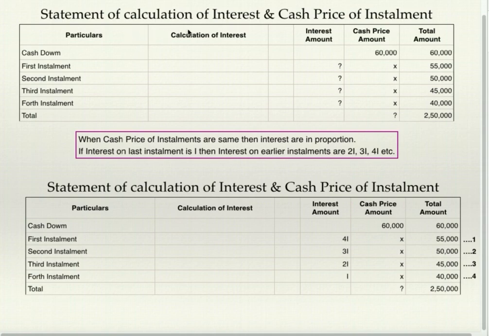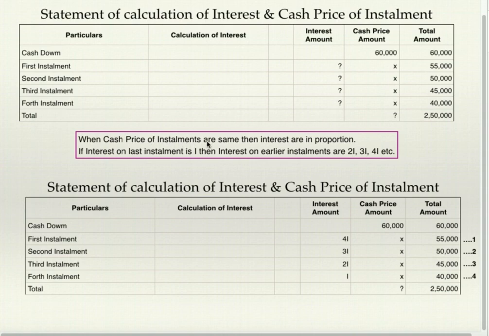See statement of calculation of interest and cash price of installment. Down payment is 60,000, first installment 55,000, then second installment is 50,000, third installment is 45,000, fourth installment is 40,000. Total hire purchase price is 2,50,000. You are supposed to calculate cash price as well as interest amount for each and every installment. Now it is given that cash price of all the installments is same, so we assume that cash price of all the installments is X.